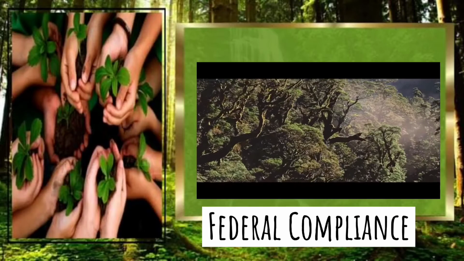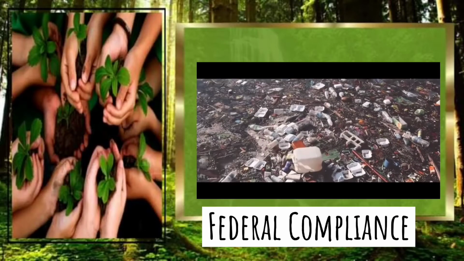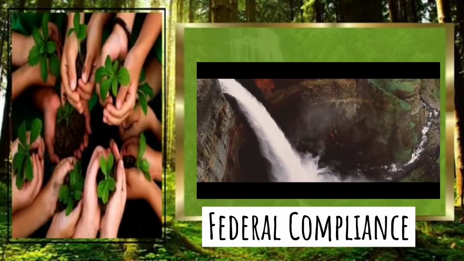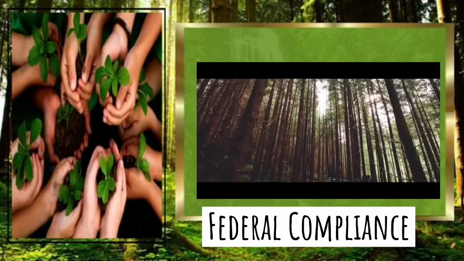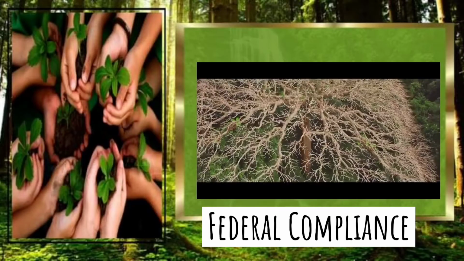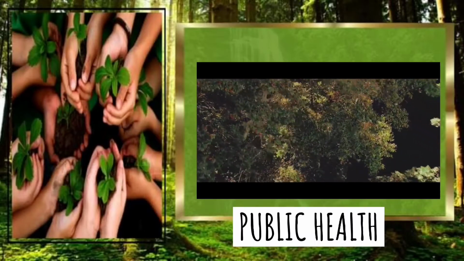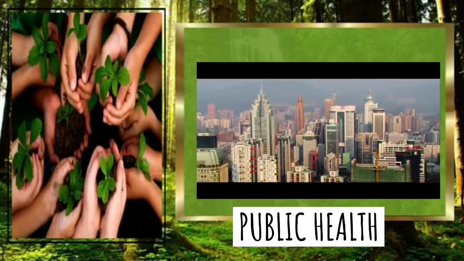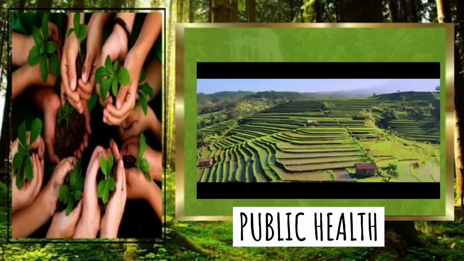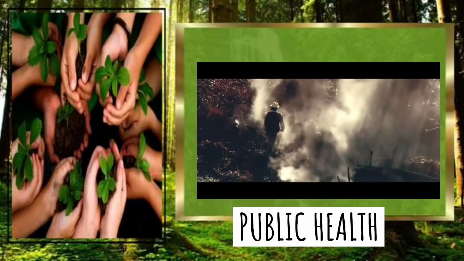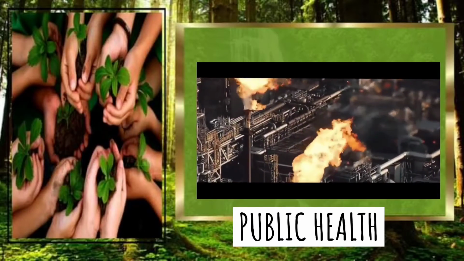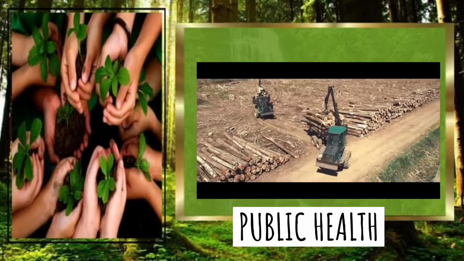Federal compliance. Establishing an environmental management system ensures that organizations maintain compliance with federal environmental regulations. This may include the Clean Water Act, the Clean Air Act, and the Toxic Substances Control Act. Public health. An environmental management system protects public health and safety by establishing procedures to limit or eliminate harmful substances from entering the environment, including public water systems. Every organization in some way affects the environment.